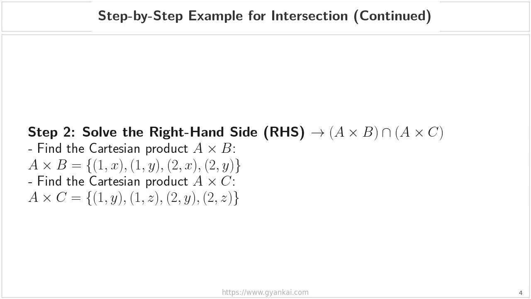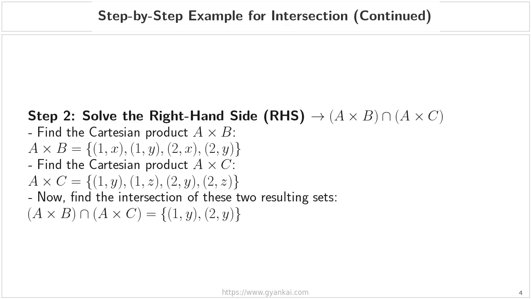Next, we need to find the Cartesian product of A and C here. C contains y and z, so we pair our elements from A with those from C, resulting in the set 1y, 1z, 2y, and 2z. Finally, to complete the right-hand side, we look for the intersection of these two new sets we just created.